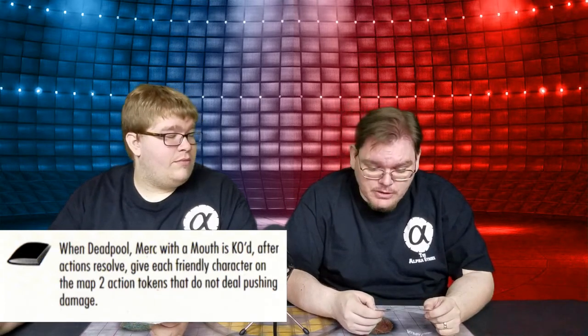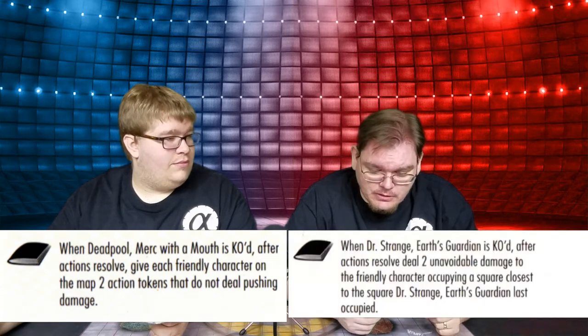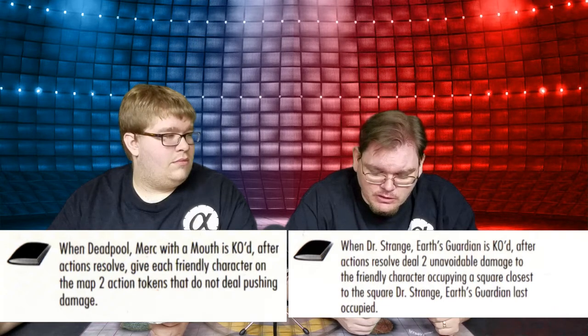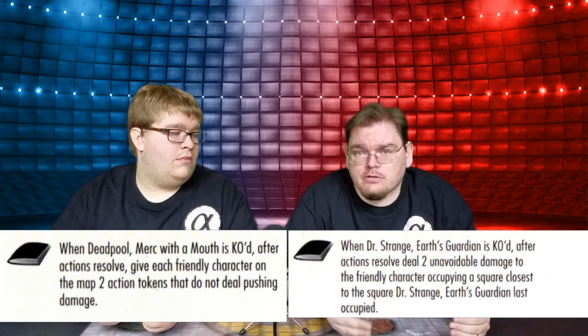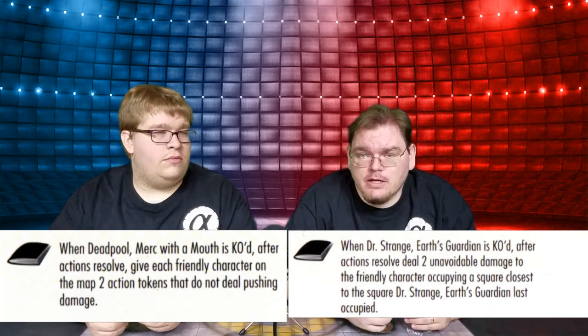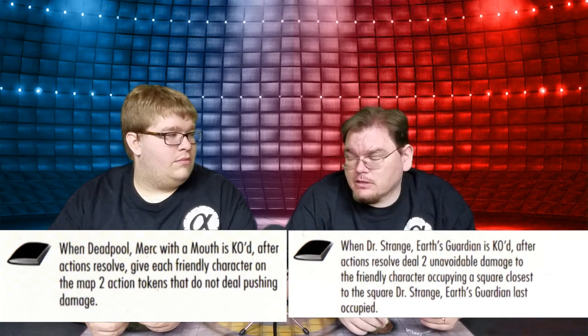So for Doctor Strange, it's when he's KO'd after actions resolve, deal 2 unavoidable damage to the friendly character occupying the square closest to the square Doctor Strange or Earth's Guardian last occupied. Now, there has been a ruling that if there are 2 friendly characters that are the same distance away, you would then choose which one would take the unavoidable.